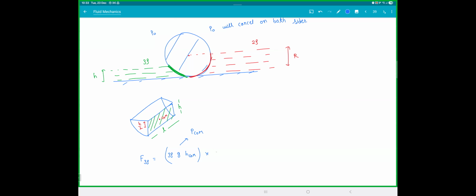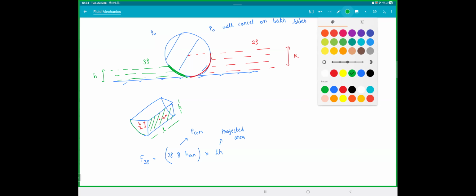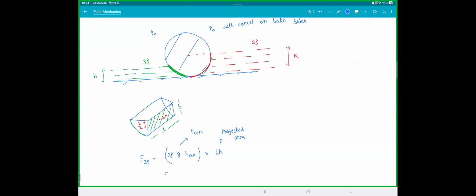Into the area of that rectangle, which is L into H. That's a projected area. So basically the horizontal force on this curve must be equal to the force on the rectangle. And where is the center of mass? h/2. So this will be 3ρ g (h/2) L H. Is that making sense? Right, you got it.